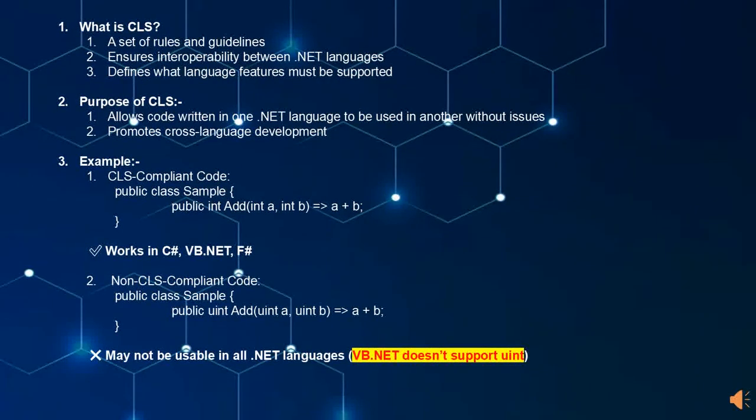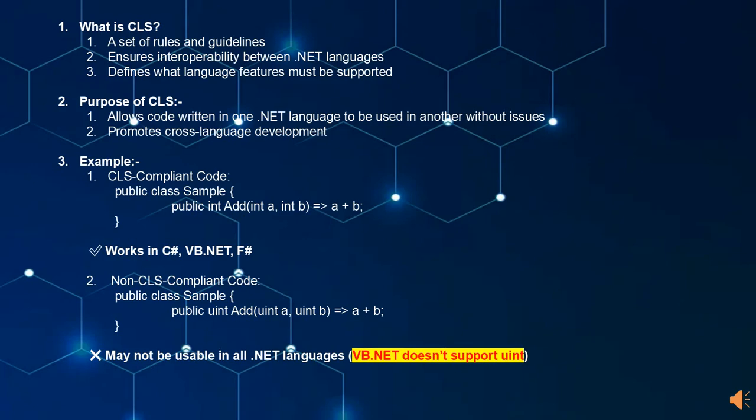What is CLS? 1. A set of rules and guidelines. 2. Ensures interoperability between .NET languages. 3. Defines what language features must be supported. Purpose of CLS. 1. Allows code written in one .NET language to be used in another without issues. 2. Promotes cross-language development.